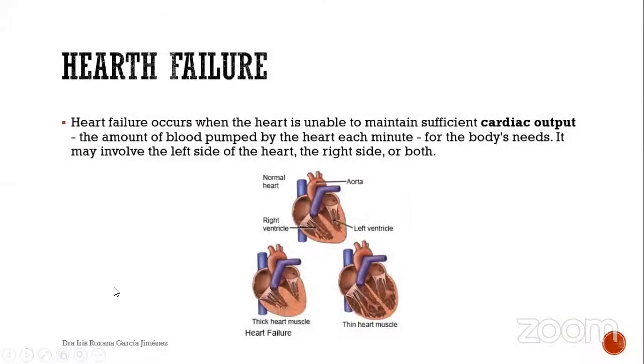Let's talk about heart failure. It occurs when the heart is unable to maintain sufficient cardiac output, the amount of blood pumped by the heart each minute, for the body's needs. It may involve the left side of the heart, the right side, or both. We all know about it. Could be right heart failure, left heart failure, or total heart failure.